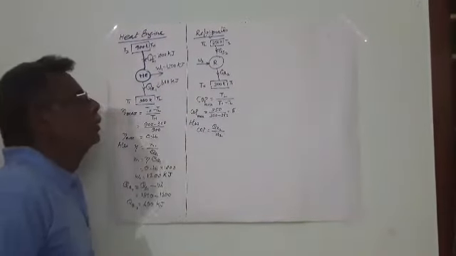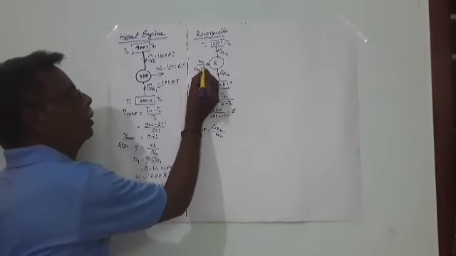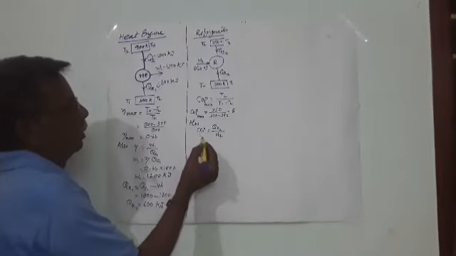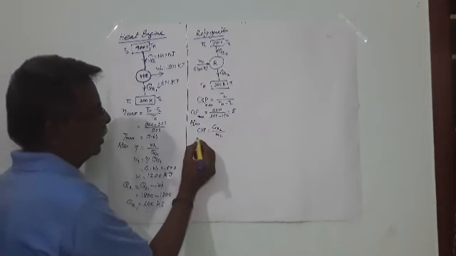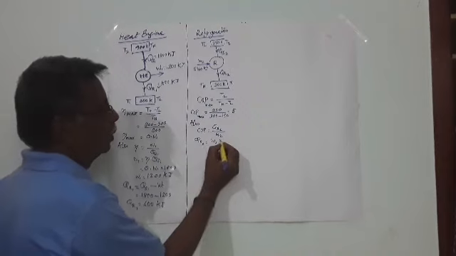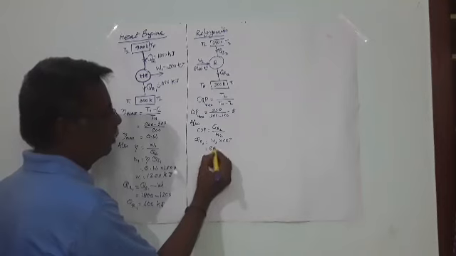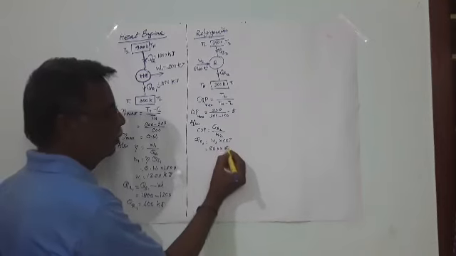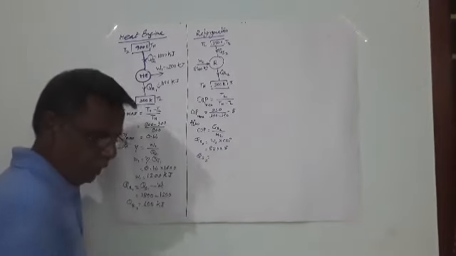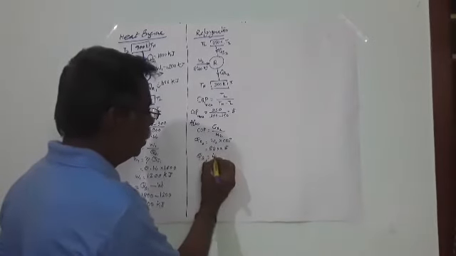now let us assume a work of 840 kilojoules is supplied to the refrigerator. So the amount of heat rejected can be calculated as W2 into COP. So W2 is 840 multiplied by COP 5, we get QR2, the amount of heat rejected, as 4200 kilojoules.